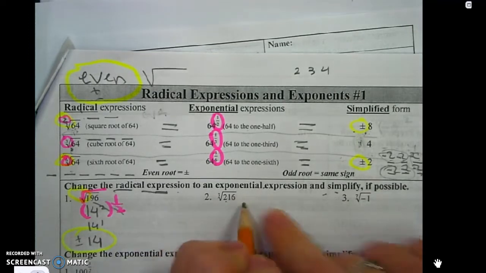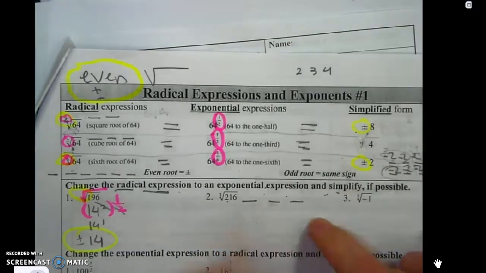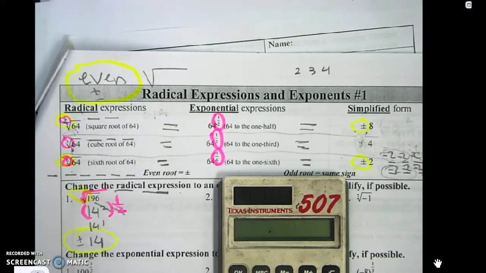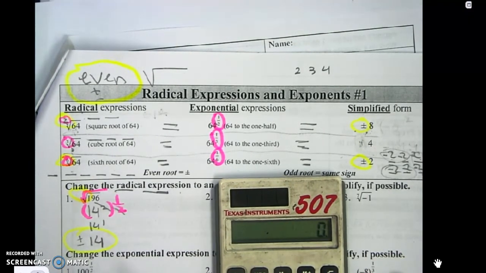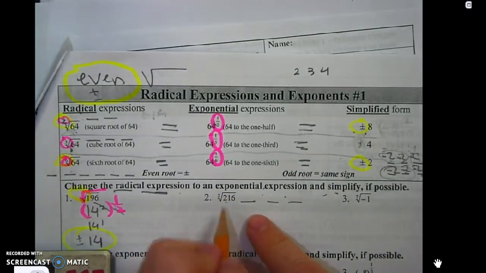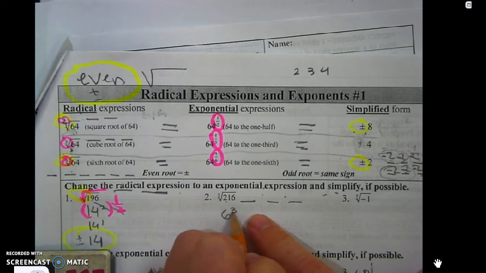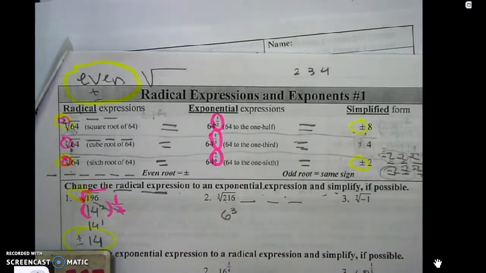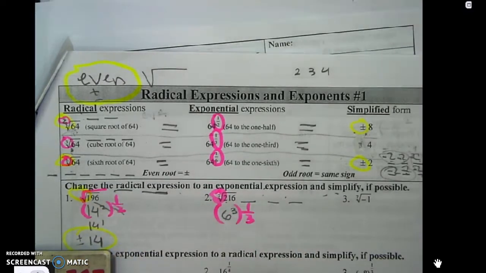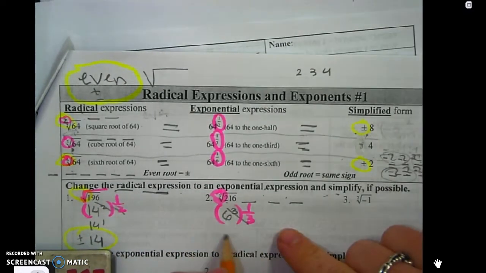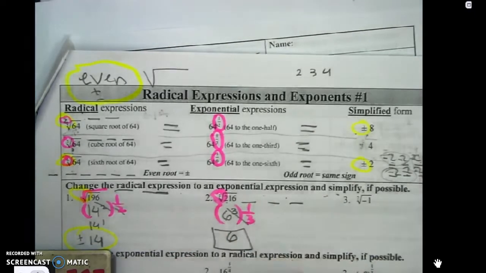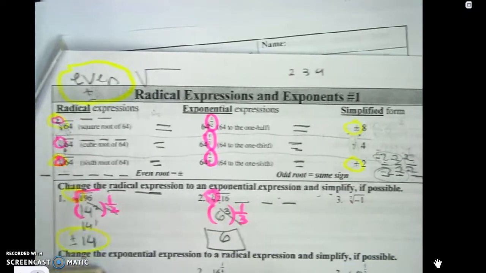All right, let's do the next one. 216. We have to figure out what times what times what is 216. So if you're not sure, you're going to pick up your calculator. 5 times 5 times 5. Nope, too small. Clear. 6 times 6 times 6, 216. You'll get good at these that you just know it. So that's 6 cubed. But then this is in radical form. You've got to change that to exponential, to the 1/3. So that cancels. 6 to the first is 6. There is no plus or minus. There's your answer.